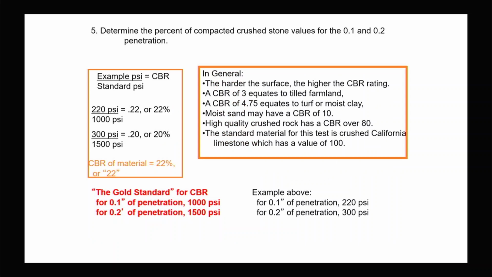So let us see the typical values. These are in percent. For the standard material, crushed limestone, it will be 100% because they are the same. For very high quality crushed rock, it's 80%. And for tilled farmland, which is very soft farmland, the CBR is very low, very soft.